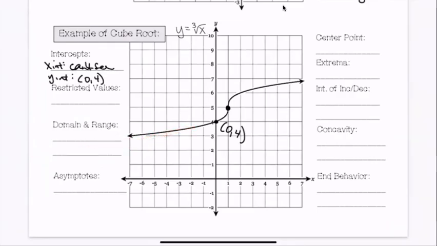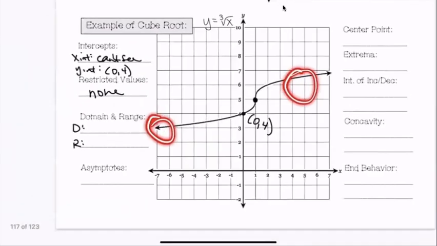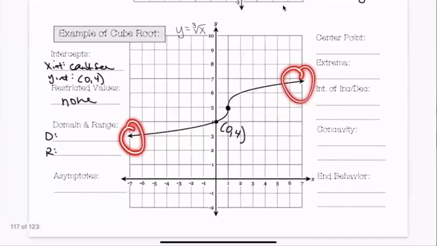Restricted values are wherever the domain doesn't exist. This exists from arrow to arrow on the left and right. So there are no restricted values because it exists along the entire domain. So our domain goes from left to right, arrow to arrow. Oh, sorry. There we go. And that means I'm going from negative to positive infinity.